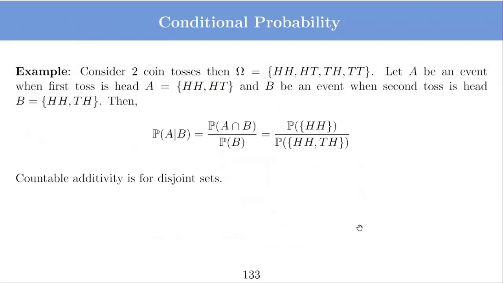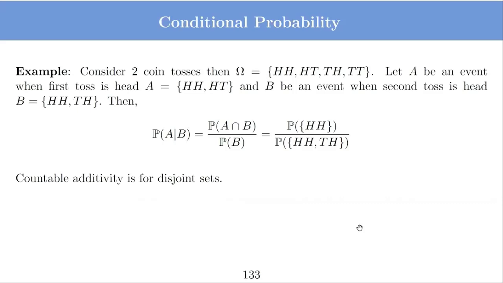So let us see an example of conditional probability. Let us consider an example of two coin tosses. So omega is made from four outcomes: HH, HT, TH, and TT.